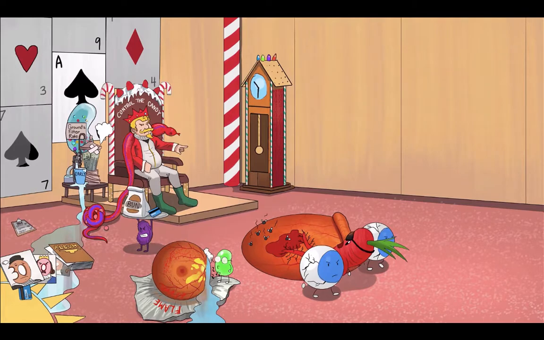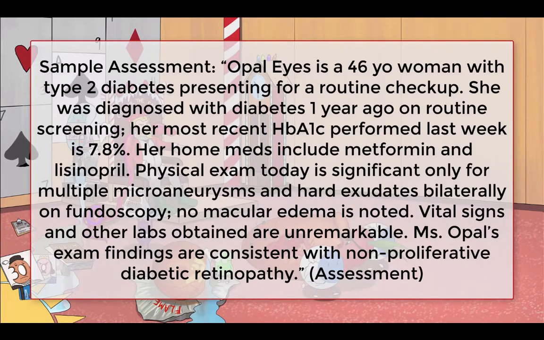Let's summarize the presentation of diabetic retinopathy in a sample assessment statement. Opal Eyes is a 46-year-old woman with type 2 diabetes presenting for a routine checkup. She was diagnosed with diabetes 1 year ago on routine screening. Her most recent hemoglobin A1C performed last week is 7.8%. Her home meds include metformin and lisinopril.